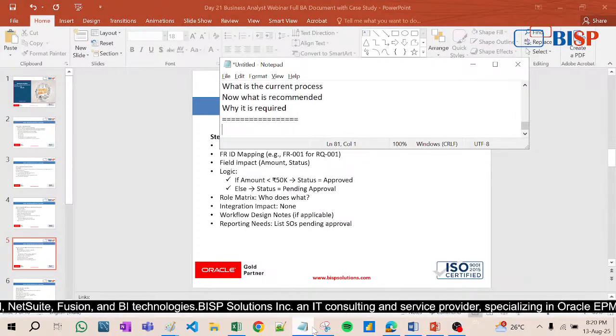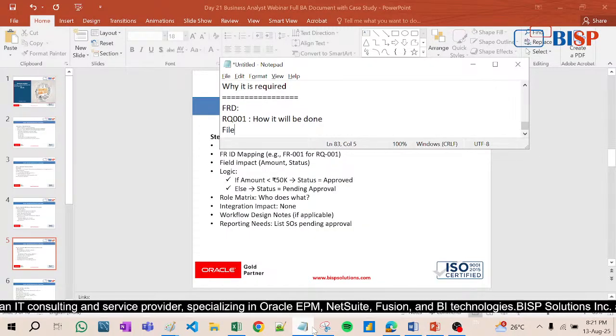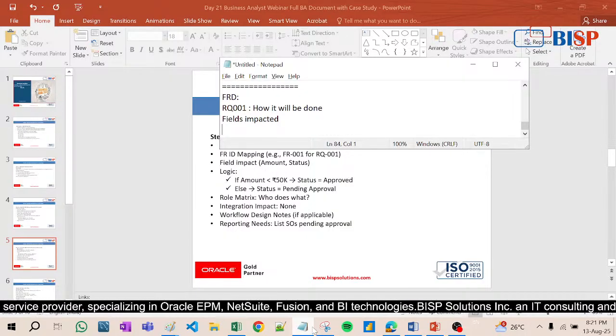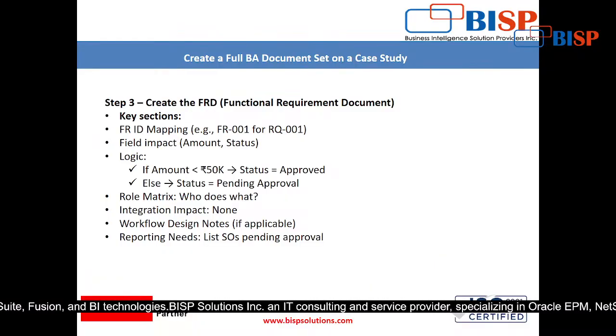If we need to write an FRD, RQ001, how it will be done. Then fields impacted, who will be involved, right? Who will be involved in it. Okay, now here you will see the role matrix and who does what, right?